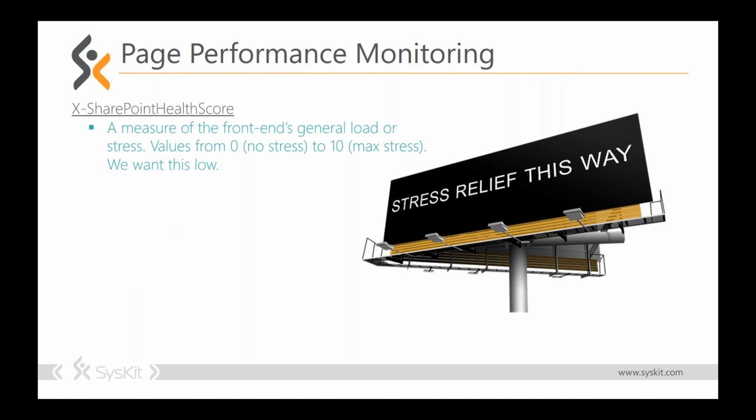The first is the X-SharePoint-Health-Score. This is a measure of the server's, of the web front end in particular, general load or stress. Values range from 0 to 10. When that X-SharePoint-Health-Score comes back, what we want to see is 0 or close to 0. Anything that starts to go up and particularly approach 10 means that the server is being stressed pretty heavily, and we may have a capacity issue.